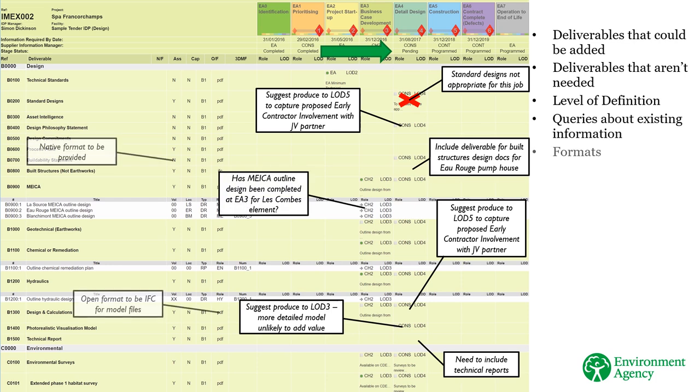And they could suggest changes to the open formats nominated for each deliverable, or identify where native formats will be provided. This isn't an exhaustive list. The supplier can mark up all of the IDP, so there's lots they could comment on.